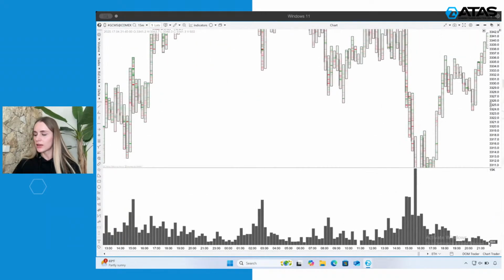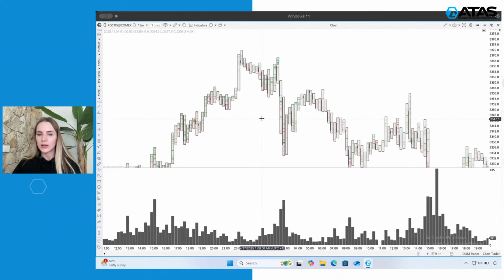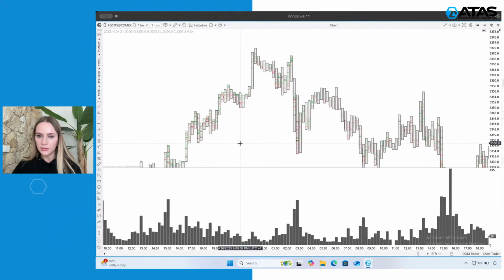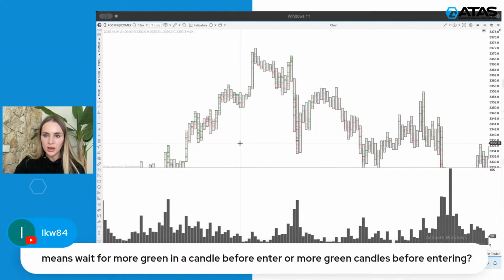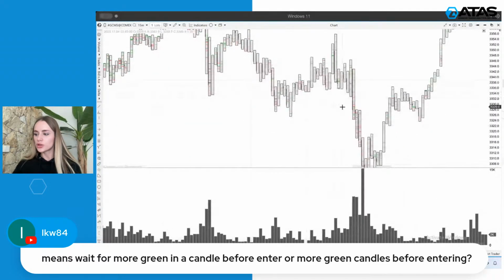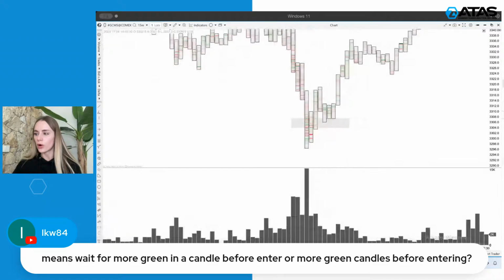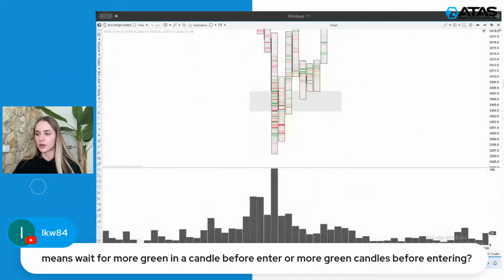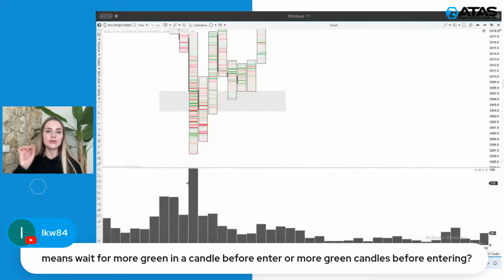Okay, so let's find another example, and in the meantime, let me know if you have any questions. Okay, there is a question. Wait for more green in a candle. Exactly. So what you want to do is confirm that the power has shifted, because once again, the volume itself is not enough. We have several confirmations here.